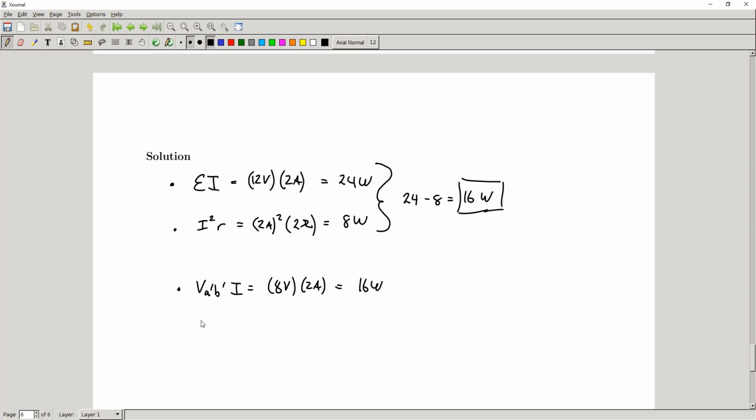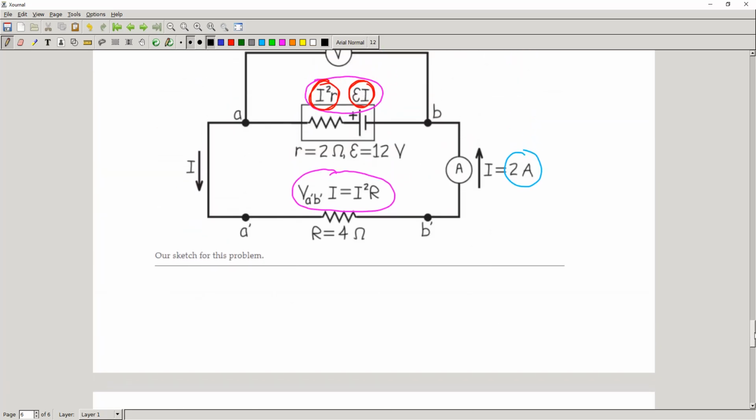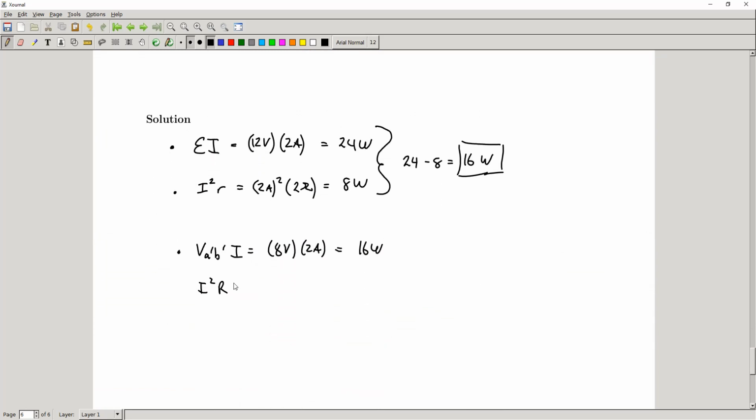Or we could have looked at I squared R. And what is I squared R? Well, again, I squared R is just replacing our VAB using Ohm's law. V equals IR. We pick up an extra I and an R, and we can simply redo the calculation. Obviously, it's going to end up being the same thing. This is just going to be 2 amps squared times 4 ohms, and this is going to be equal to 16 watts again. Same as they must be.